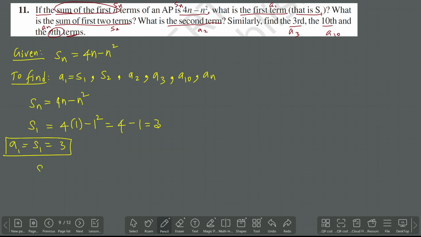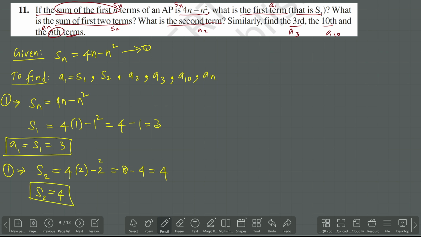Next, what did they ask? S2. Here, instead of n, I'm going to substitute 2. N value 2. What does it mean? 4 into 2 minus 2 square. 4 2s are 8, 2 square is 4. Then what am I getting? S2 is 4. Second answer over.